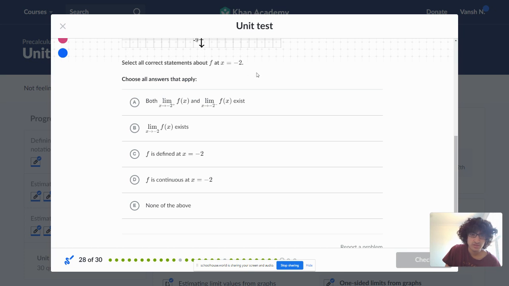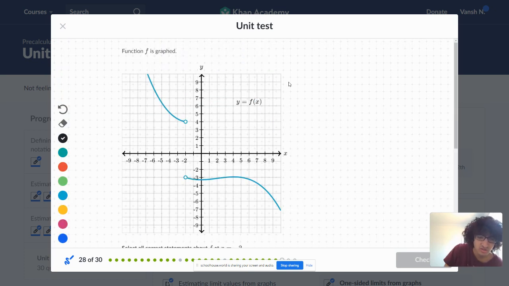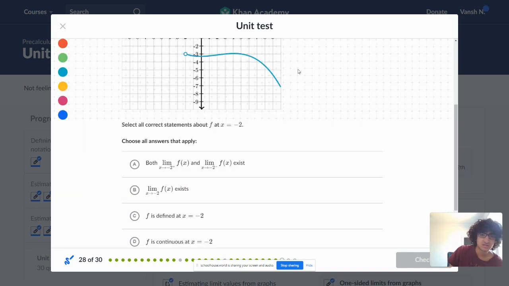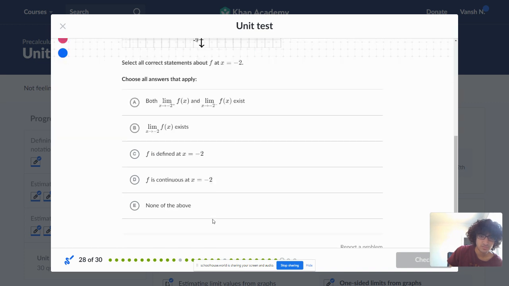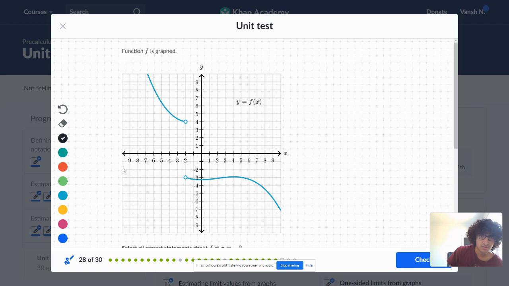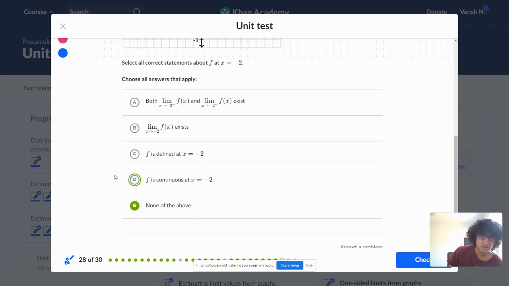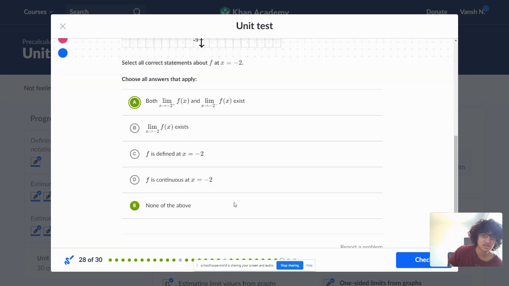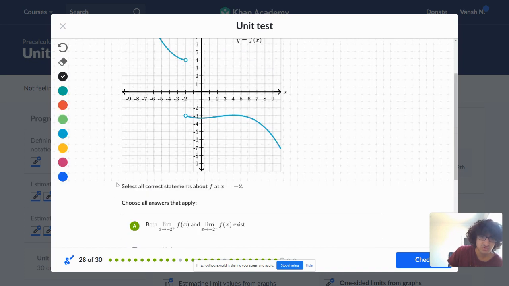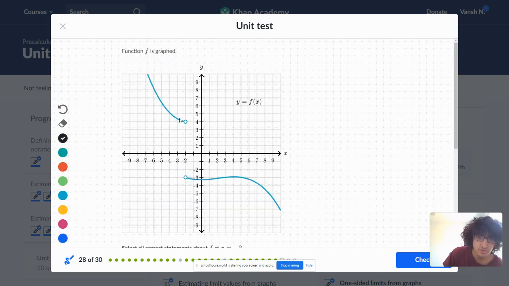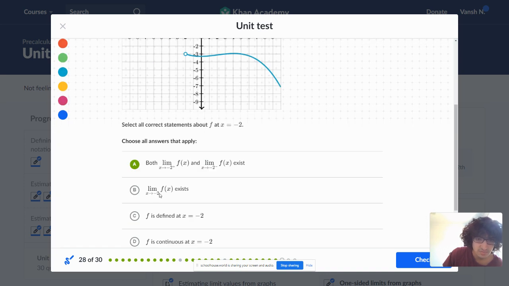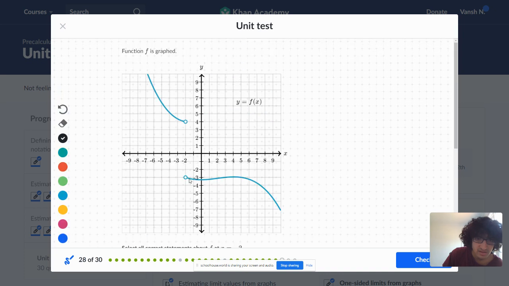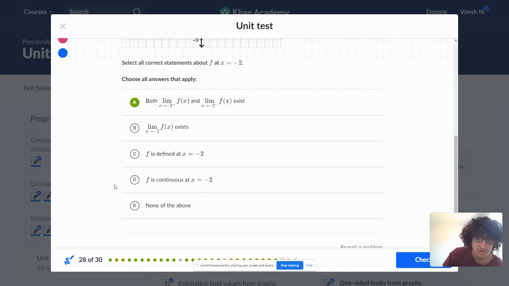At x approaching -2. Okay, let's see. So it's going to be discontinuous, and the limit does not exist. None of these, actually, I think. Actually, no, A exists. Okay, so A is correct. The limit as x goes to -2 from the right is -3, from the left is 4. So these exist, but this is not correct. Is it defined? It is not defined. Is it continuous? It is not continuous. So I got just A.